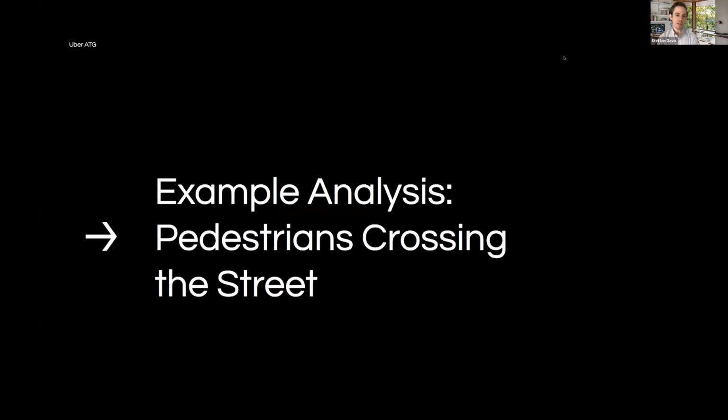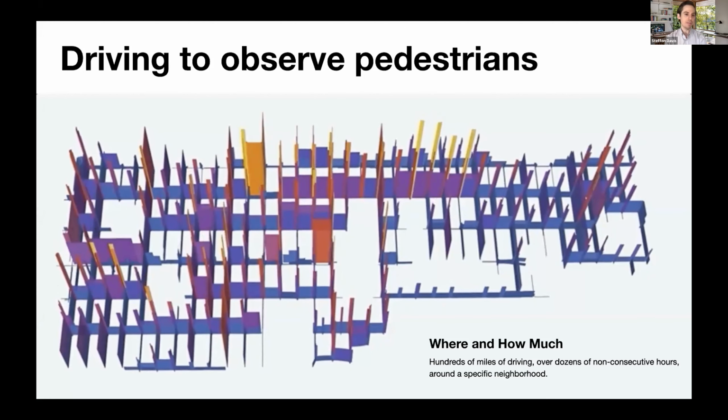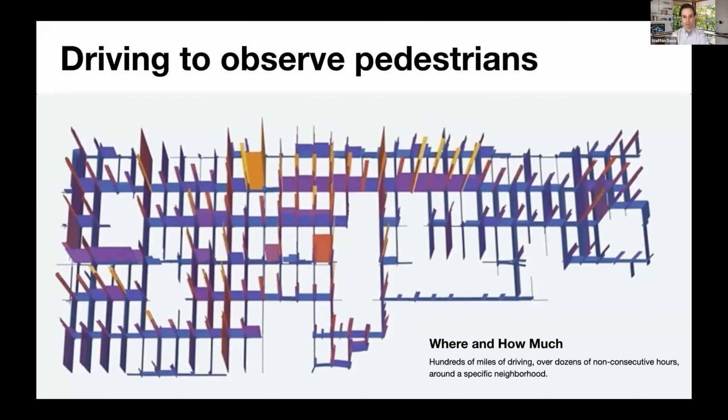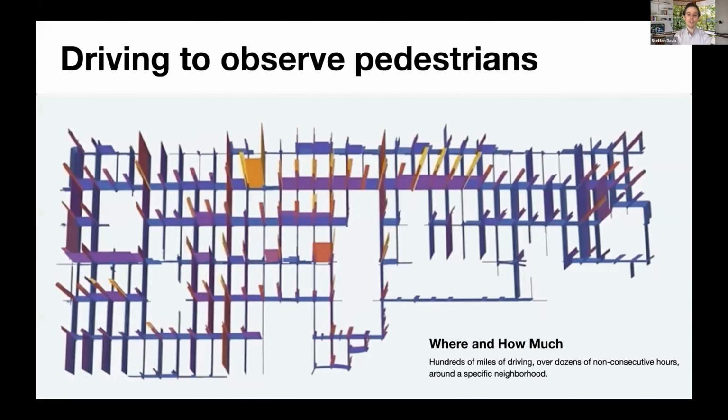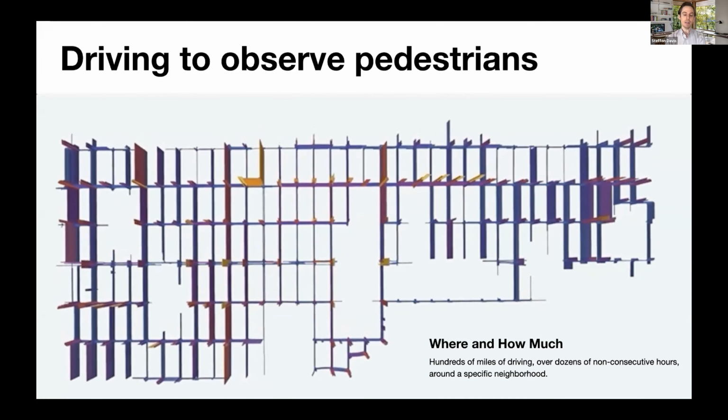Okay, to orient ourselves, let's look at an example data mining analysis for something very specific. Let's take a look at pedestrians crossing the street. So to start off with, we'll look at the sample of data that's used in this analysis. So to collect this sample of data, a self-driving vehicle drove around this neighborhood. It's hundreds of miles of driving over dozens of non-consecutive hours.